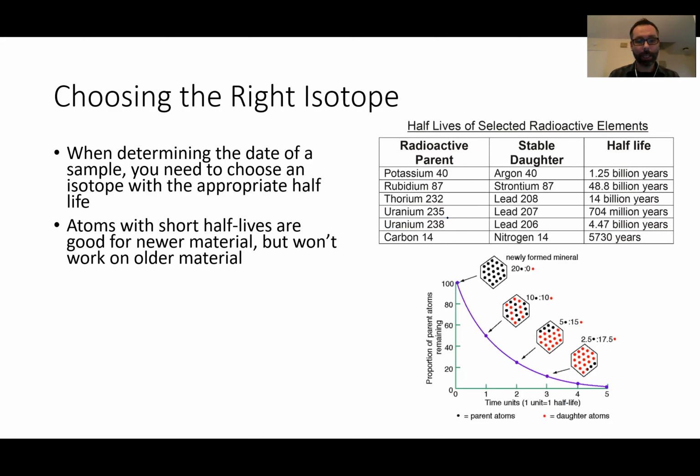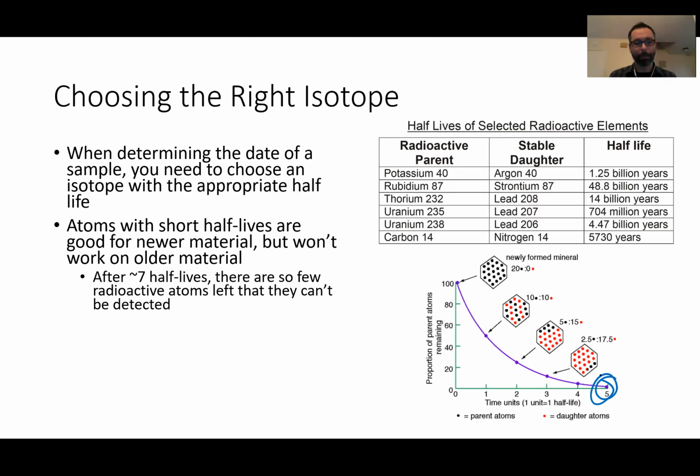If the atom has a short half-life, then after 5 half-lives, basically, you won't have enough left. I know it says 7 on here, but pretty soon you get to such little amounts that you can't tell. But somewhere between 5 and 7 half-lives, there's so few radioactive atoms that you can't detect it, right? So again, carbon-14 has a half-life of 5,730 years. After 5 half-lives, that's approximately 35,000 years. But 5 half-lives for uranium-235 is like 40,000 years, maybe closer.